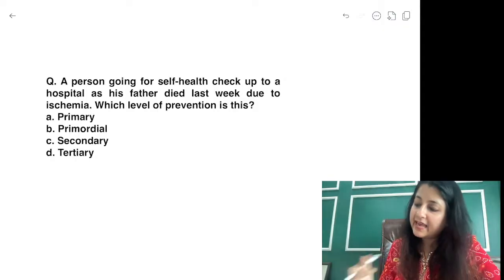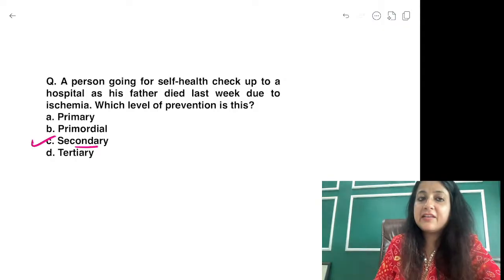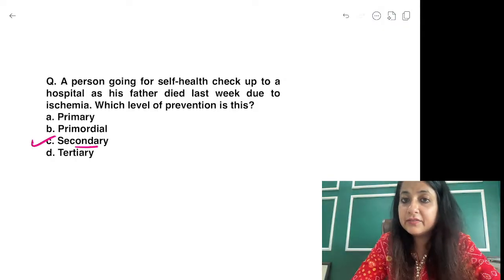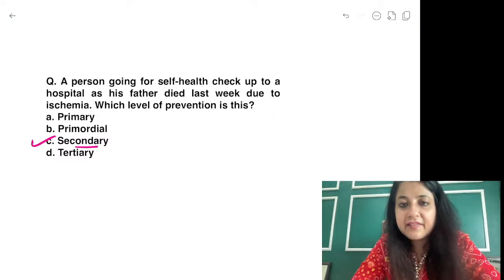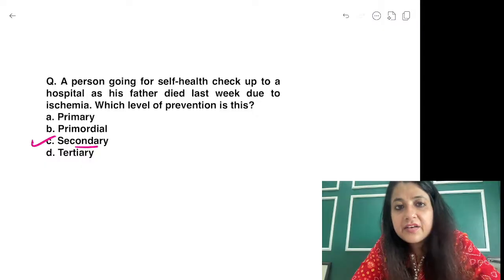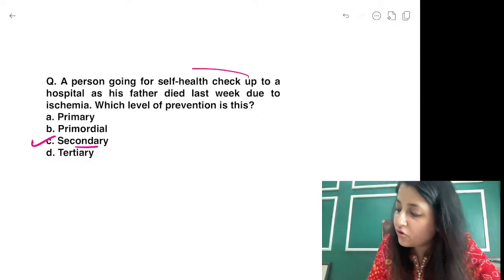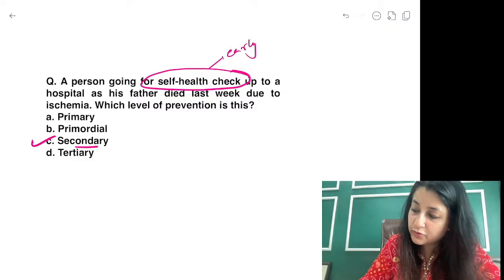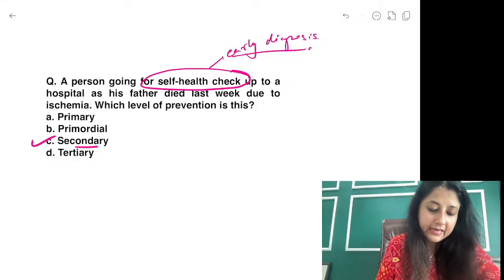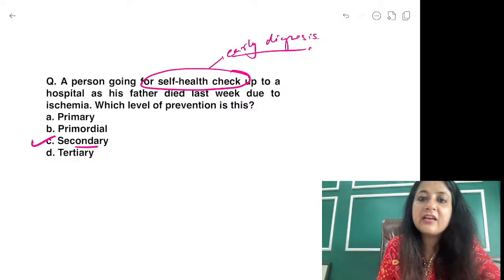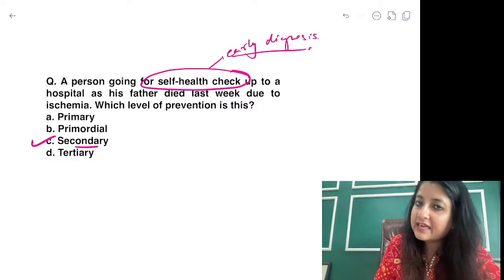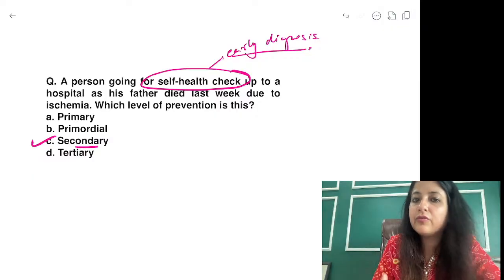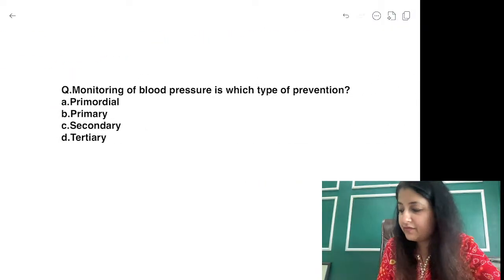Okay, let's go. Any form of health checkup is secondary. Now don't think over here that the father was a risk factor. No, the father and the son may be sharing the same behaviors. The father has died and we anyhow go for a self-health checkup. The purpose of these checkups is to make an early diagnosis. Always remember, why do we go for a health checkup? To see whether any disease is developing in our body. So it is secondary level of prevention.